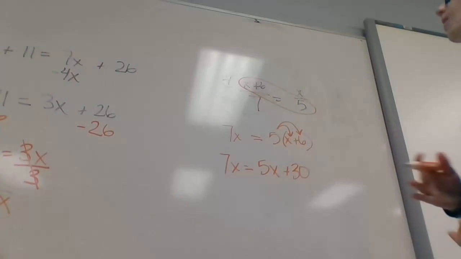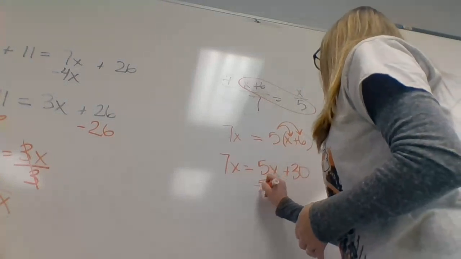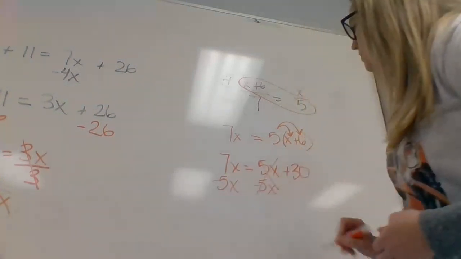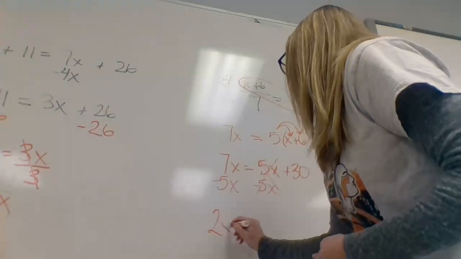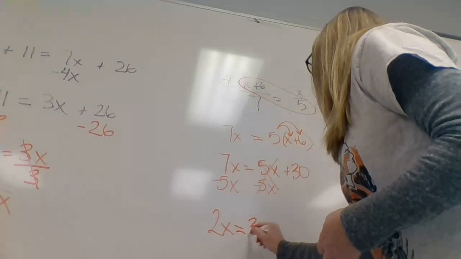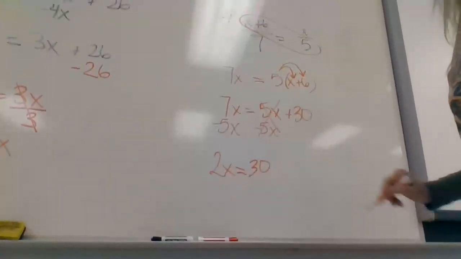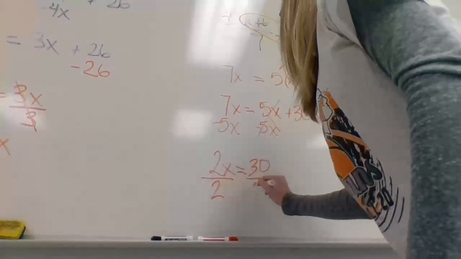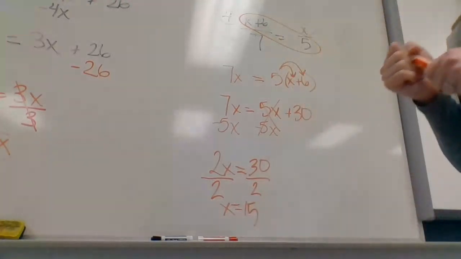And again, I want to get all of my x's on one side of the equation, and keep my naked numbers on the other. So in this case, I'm going to move this 5x. So that cancels. I'm left with 7x minus 5x gives me 2x, and I'm still left with 30 here. Not quite done, because my x isn't by itself. This is being multiplied, so to undo that, divide both sides by 2, and x equals 15.